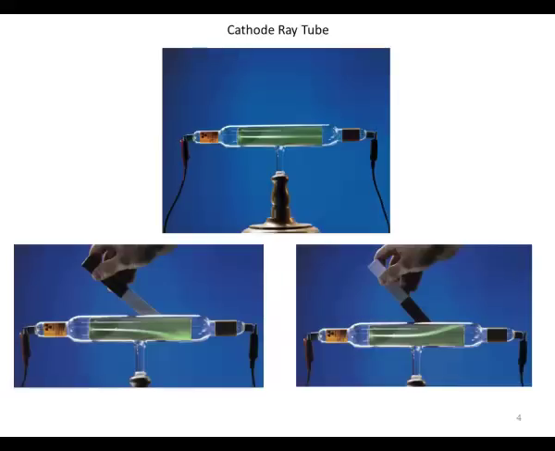Here's a modern cathode ray tube. It shows a beam of electrons that is being deflected by a magnet. It can be deflected towards the positive pole or towards the negative pole.